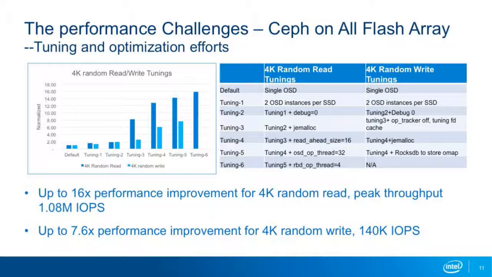If we take a look at the 4K random read and write performance, the default performance is really low. But with various kinds of tuning and optimizations, we can increase the performance about 16 times. Take several examples. The first one: usually when you deploy a hard drive cluster, you deploy a single OSD instance on each hard drive. But in the SATA SSD case, you may need to deploy 2 instances. If you are using NVMe SSDs, the best known number is actually 4.